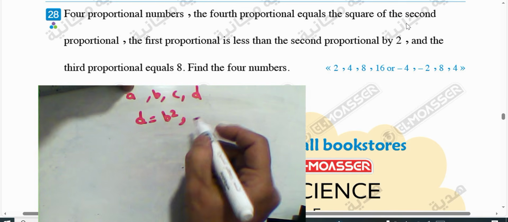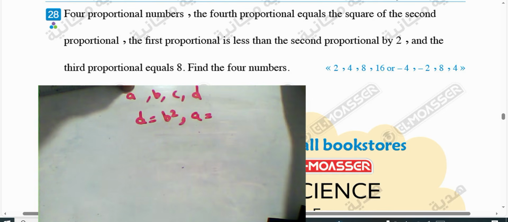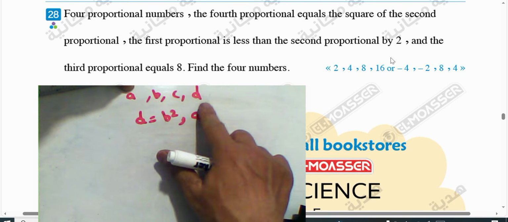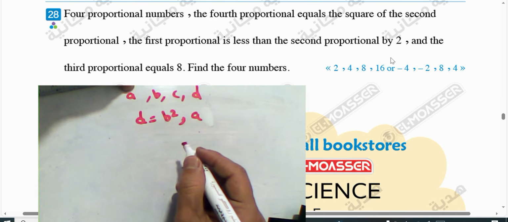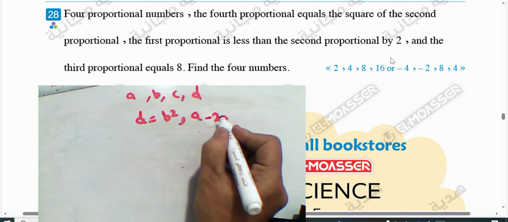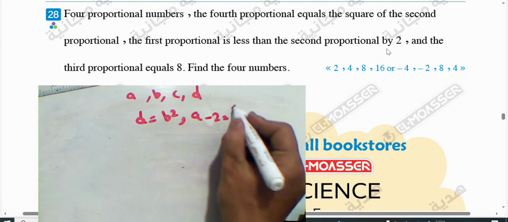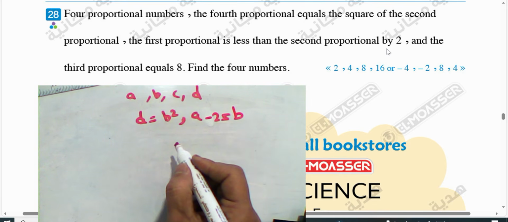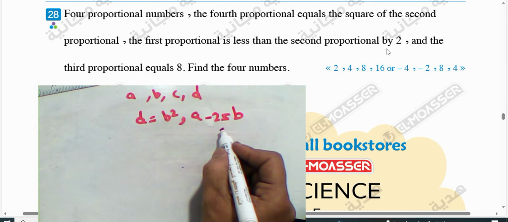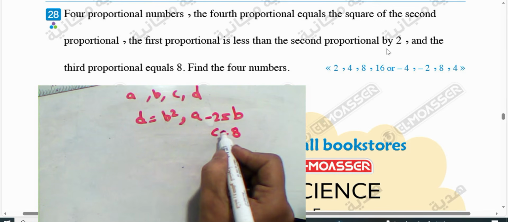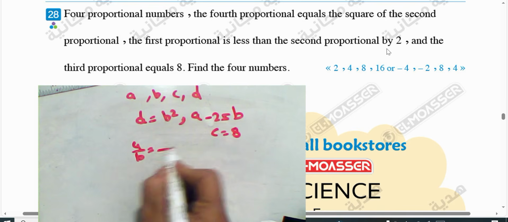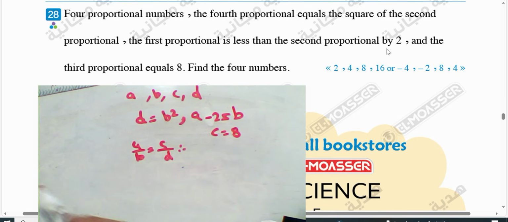And the first here, A, the first proportional is less than the second proportional by 2. It means what? If we subtract 2, the result will be what? Then A minus 2 equals B. And the third proportional equals 8. Then we have A over B equal C over D.